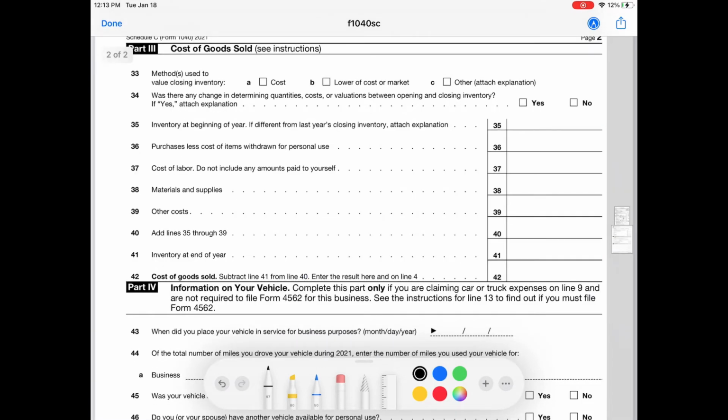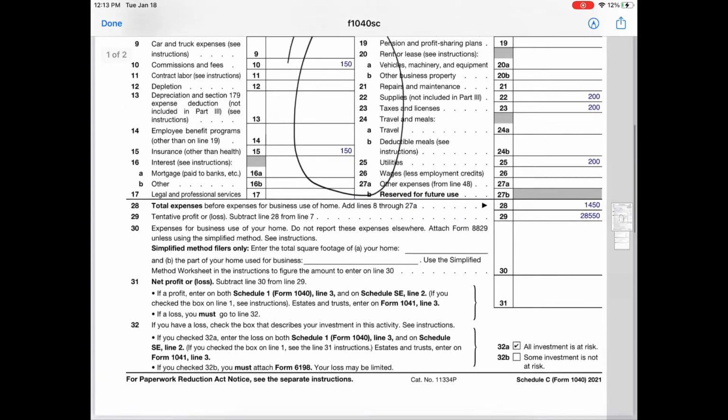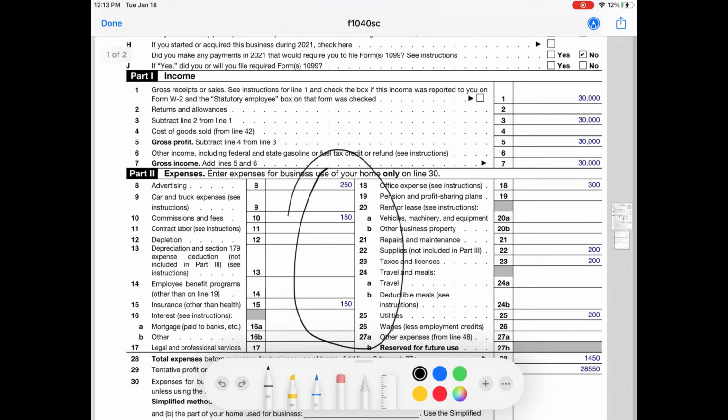So again, you would add each of those up, and then you would go through the process of making sure that the math makes sense. As you can see, if you add all of these numbers up that are on here, including the numbers that are here as well, you'll see how I got that total of $1,450.